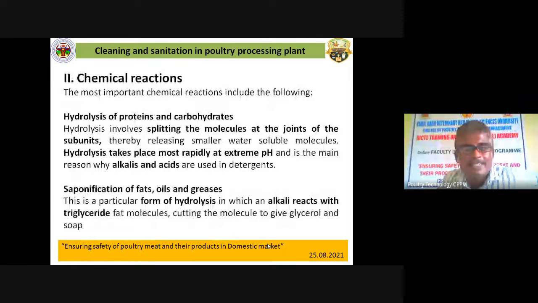Then the second one is chemical reactions. Cleaning also involves chemical reactions.